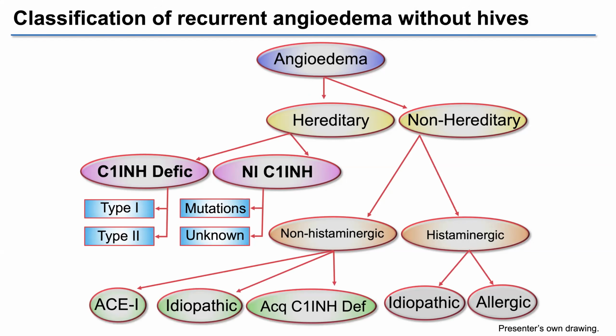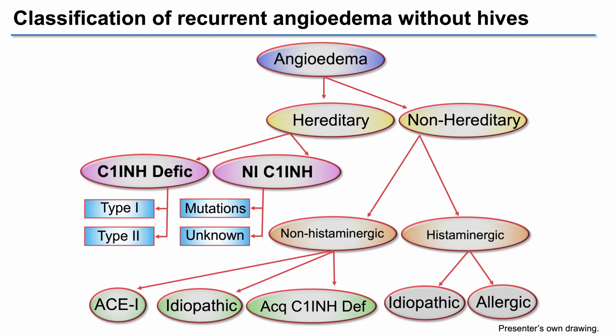The non-histaminergic forms of recurrent angioedema, the major ones are shown here. I'm not going to talk about acquired C1 inhibitor deficiency, which clinically resembles HAE with C1 inhibitor deficiency quite a bit, other than the age of the patient and the underlying problem. ACE inhibitor-associated angioedema is worthy of its own hour, so I'm not going to talk about that.